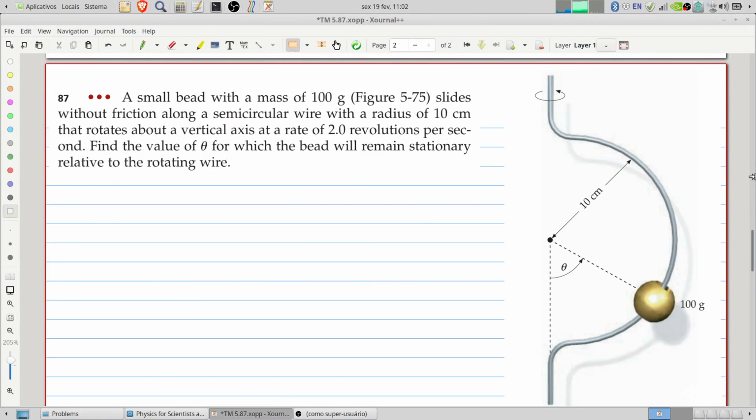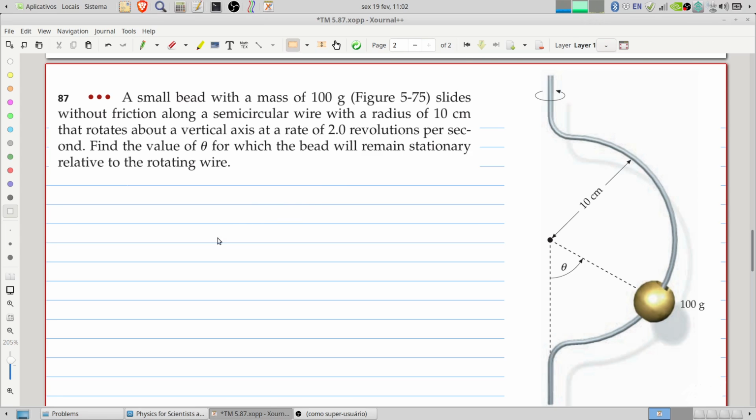Today we'll solve another problem of physics for scientists and engineers. We'll solve problem 87 of chapter 5. A small bead with mass 100 grams slides without friction along a semicircular wire with radius 10 centimeters that rotates about a vertical axis at a rate of 2 revolutions per second. Find the value of theta for which the bead will remain stationary relative to the rotating wire.